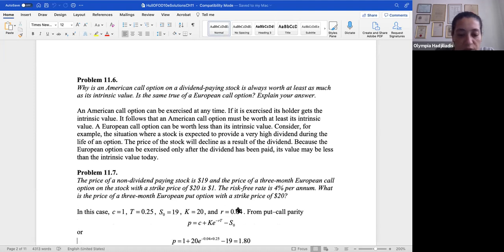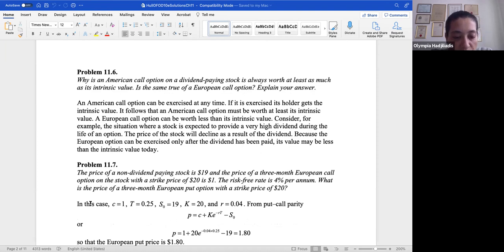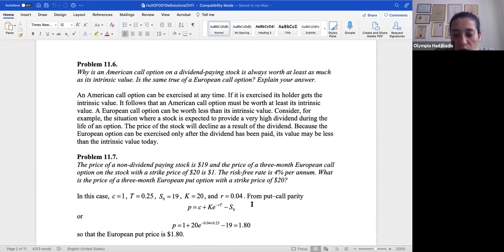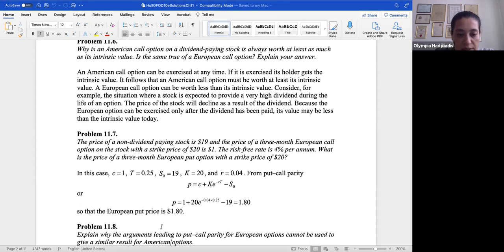And for this, we use put-call parity. In this case, C is equal to 1, T is equal to 0.5, S0 is 19, K is equal to 20, and r is equal to 0.04. So we just apply put-call parity, which says P plus S0 is equal to C plus K e^(-rT). Therefore, P is equal to C plus K e^(-rT) minus S0. And so you obtain $1.80.